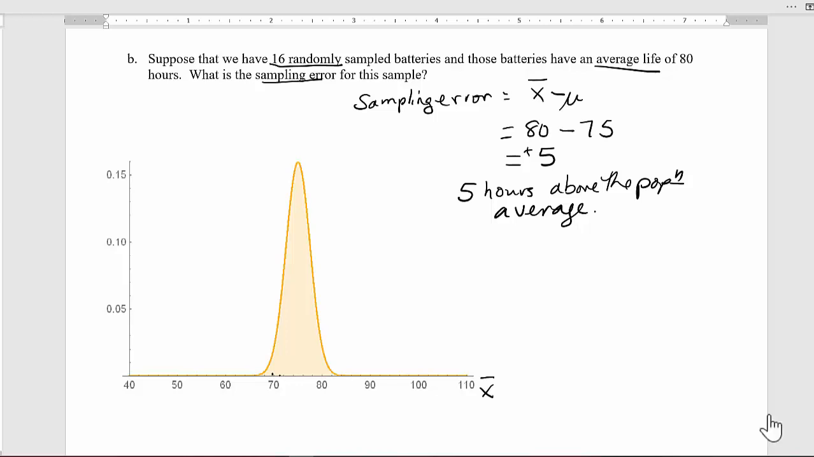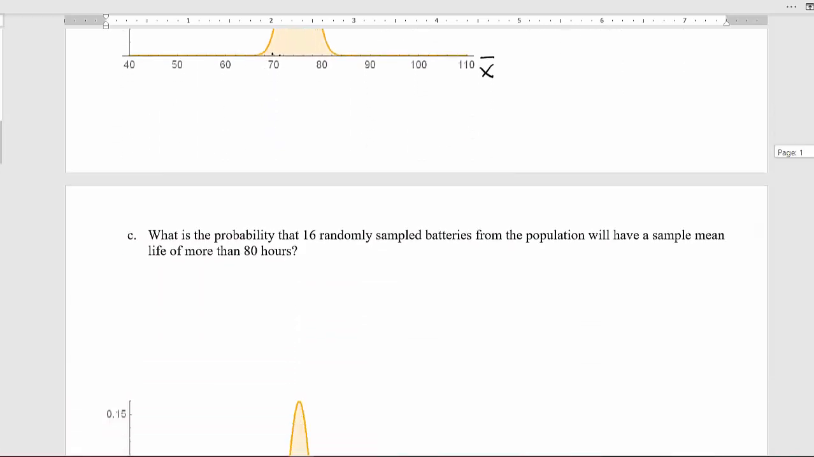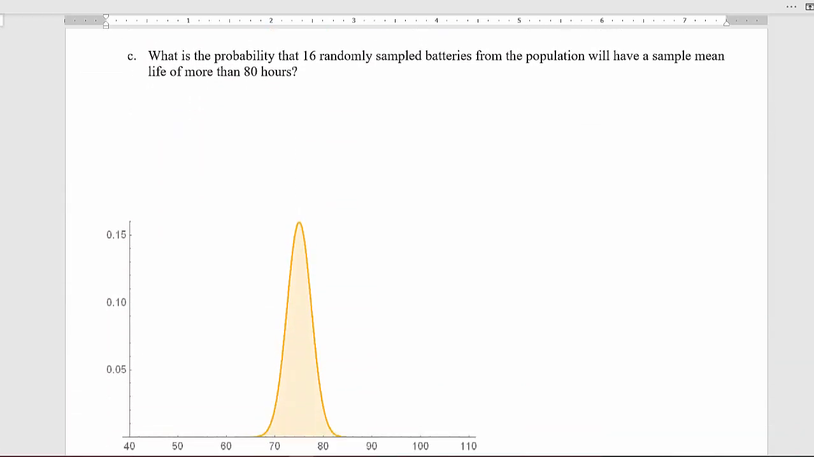So as we continue our discussion of sampling distribution, we want to get a better sense of what this sampling distribution will allow us to do and allow us to think about. So one of the things we can do is determine how likely it is that we would get 16 batteries averaged together that would last 80 hours or more. So the third part of this demo is looking at that question. What's the probability that 16 randomly selected batteries would have a sample mean of 80 hours or more?